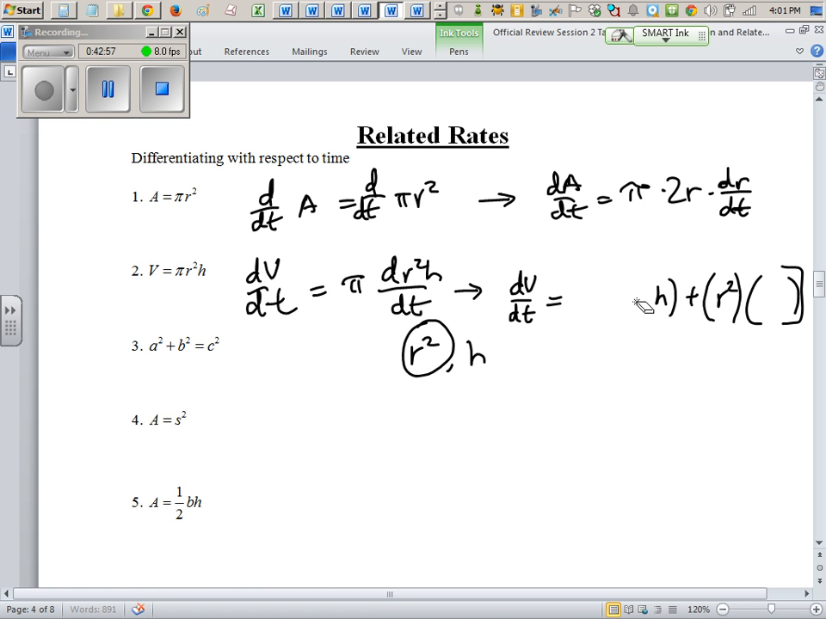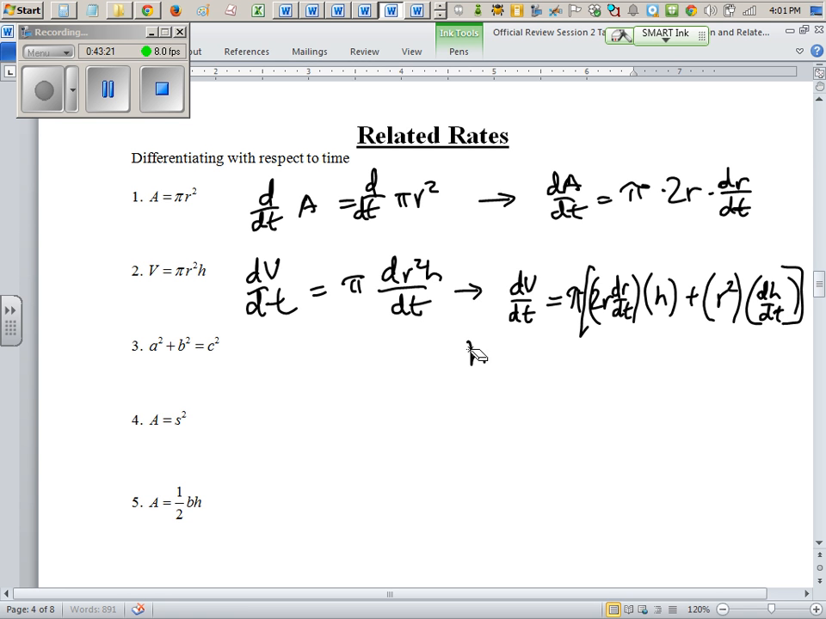Rewrite that part, a little hard to read. So there's a pi right here. And it's 2r drdt times h plus r squared times what? Not 1, but 1 times dHdt, right. This is the correct derivative. Okay? In the same way, a squared, b squared, and c squared need to be treated with the chain rule.